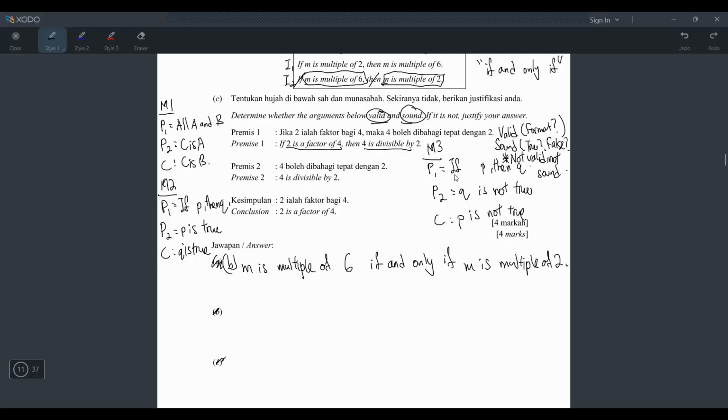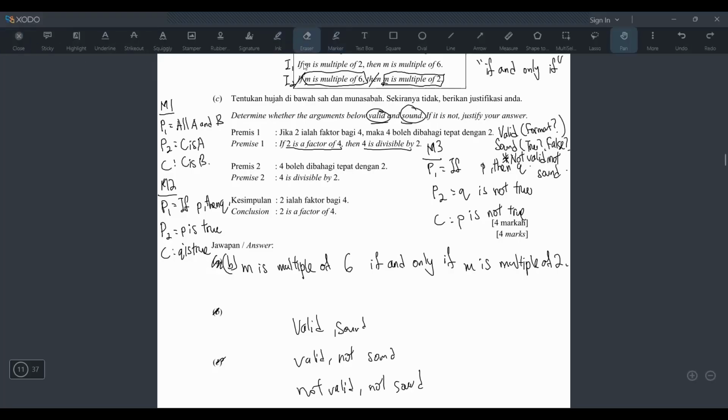I know in your textbook they put it differently. In your textbook, they actually put one example where it is valid but not sound. But actually the textbook is wrong, because not valid is automatically not sound. It cannot be not valid but sound. It is not possible. So it's either valid and sound, or maybe valid and not sound. But if it's not valid, then it's automatically not sound.